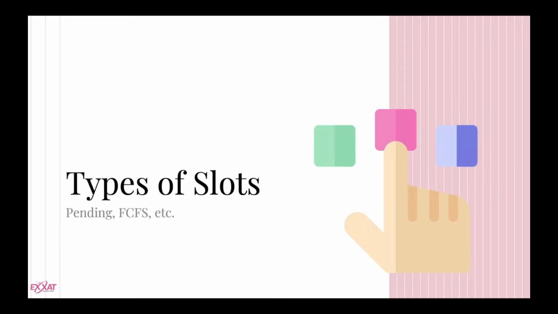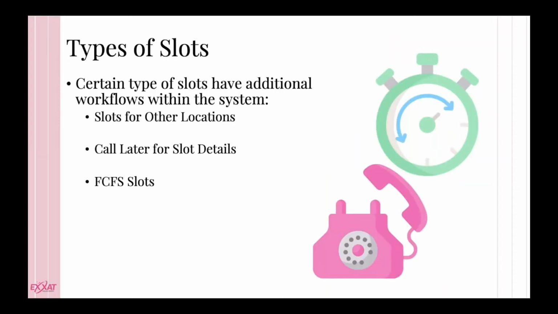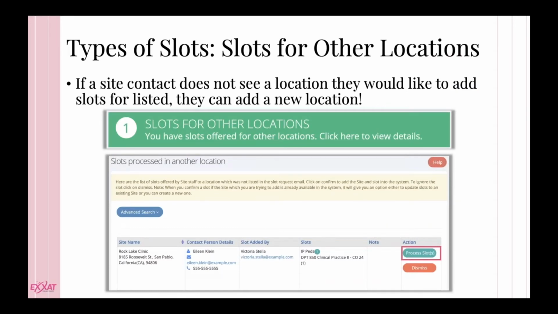So we're gonna move into talking about the types of slots. There are certain types of slots that we have that have additional workflows in the system, which means you have to do something with them in order for them to become part of a particular rotation. So slots for other locations is one of those. Call later for slot details, and then first come first serve slots. I guess first come first serve slots are always part of the session, but you want to definitely contact your sites before you start using those. So let's talk about the slots for other locations first.